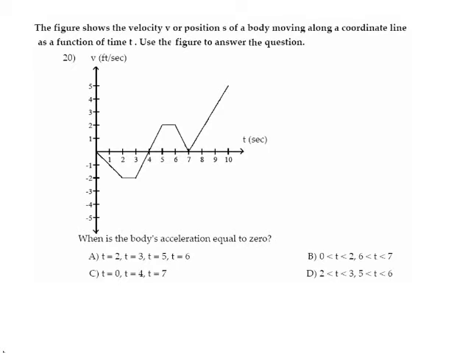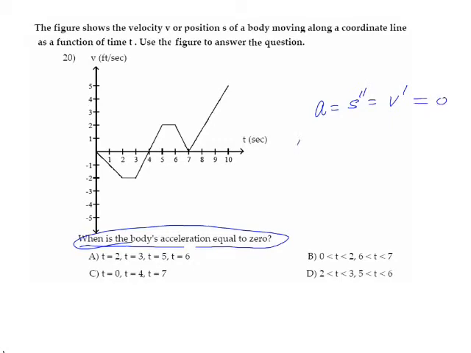Problem 20, we're given a figure that shows the velocity of a body moving along a coordinate line as a function of time. And we want to answer the question, when is the body's acceleration equal to 0? Well, the acceleration is equal to the second derivative of the position, which is equal to the first derivative of the velocity. So it equals 0 when v prime equals 0.